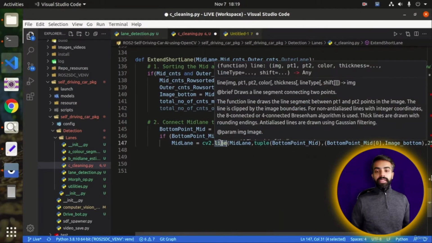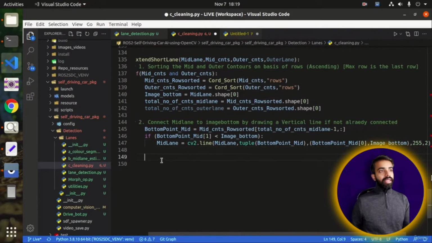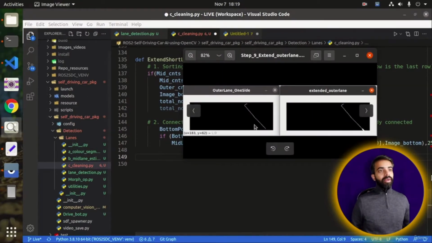This can be done using the function of lines. Then proceeding further, to cater for the case of extending the outer lane, which will look something like this. Now here, as you can see, the outer lane was not connected to the image bottom. So first what we do is simply extract the slope by using the last few points of the outer lane and then extending it in the direction of the slope.